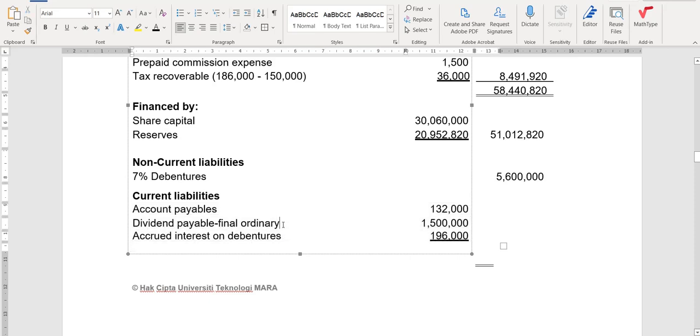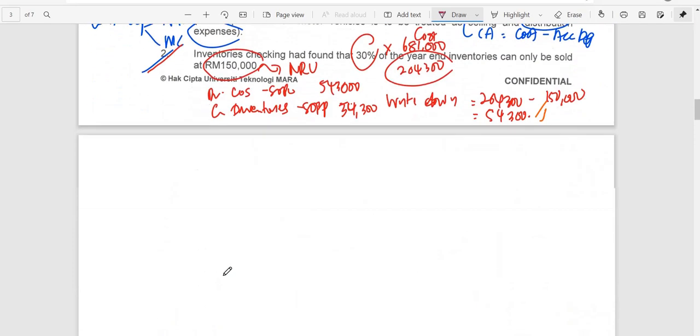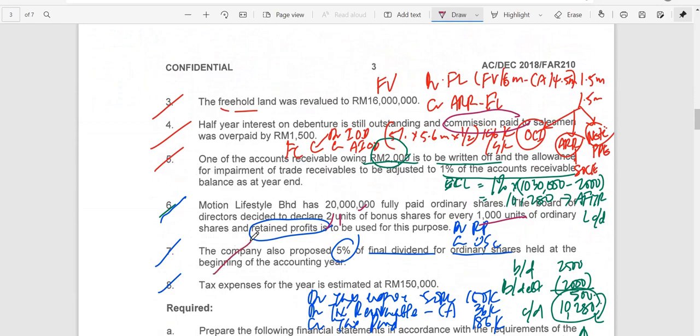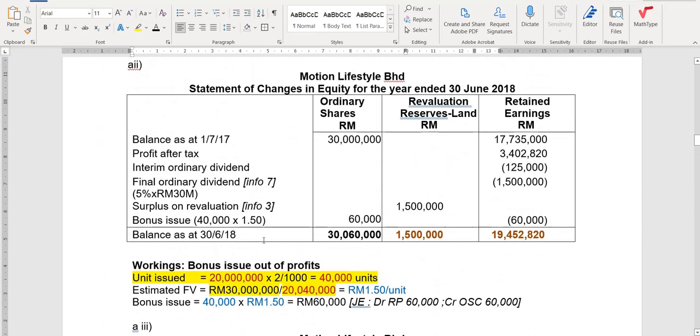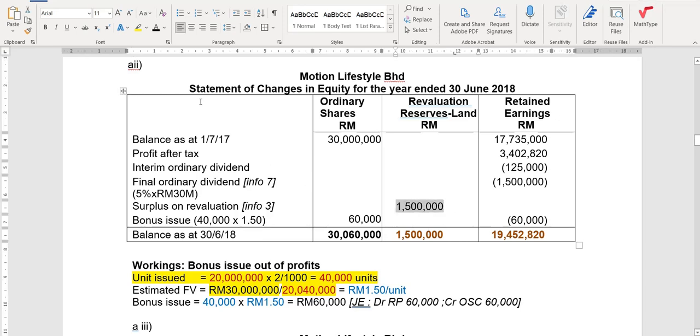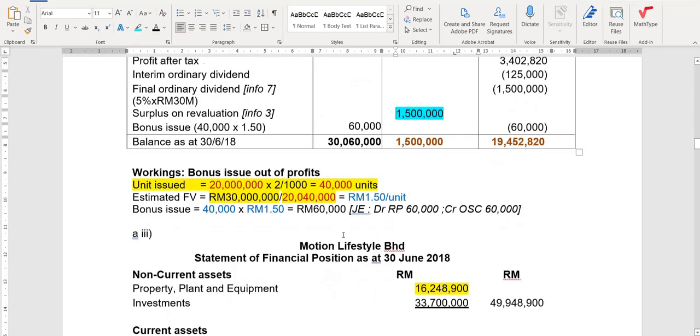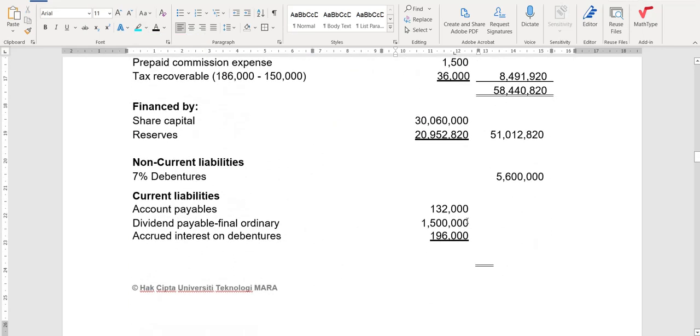Here is where you go and debit the retained profit, and you go and credit the final dividend. So when you do that, that will reduce the retained profit with the final dividends. The one that we were talking about is the one here, and we will credit the current liability, dividends payable, that was 1.5 million. We earlier calculated it here, this one. Okay, this is the one here.